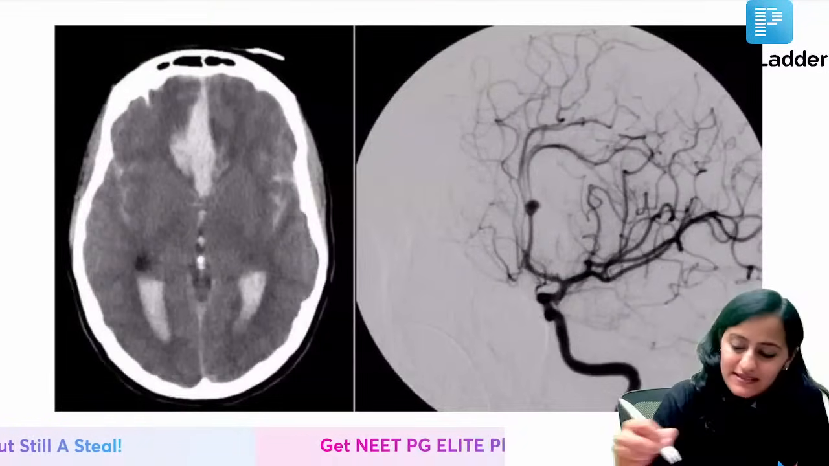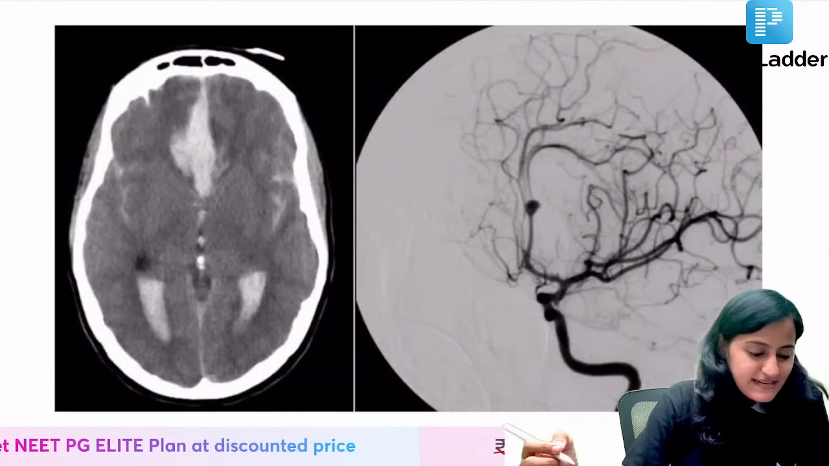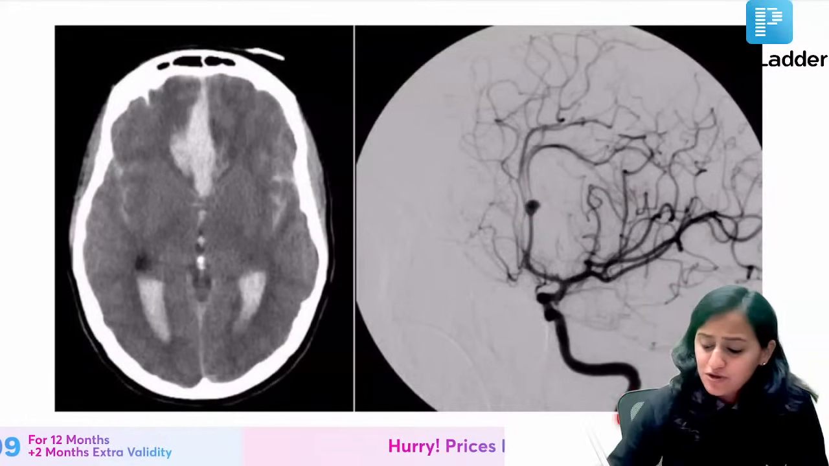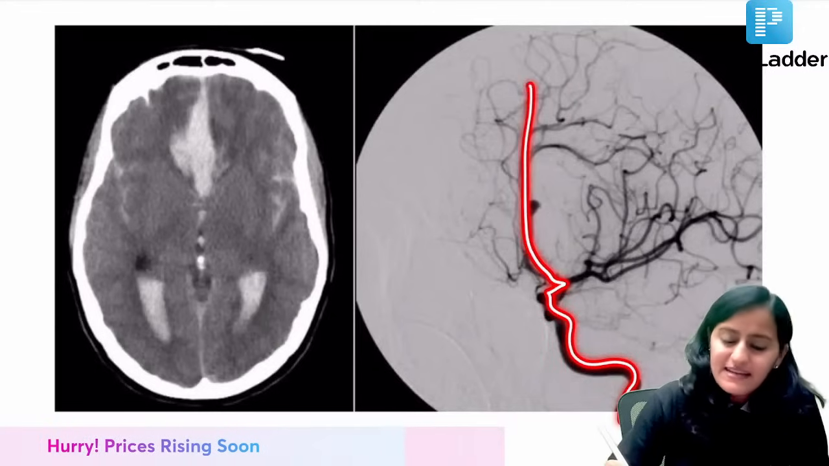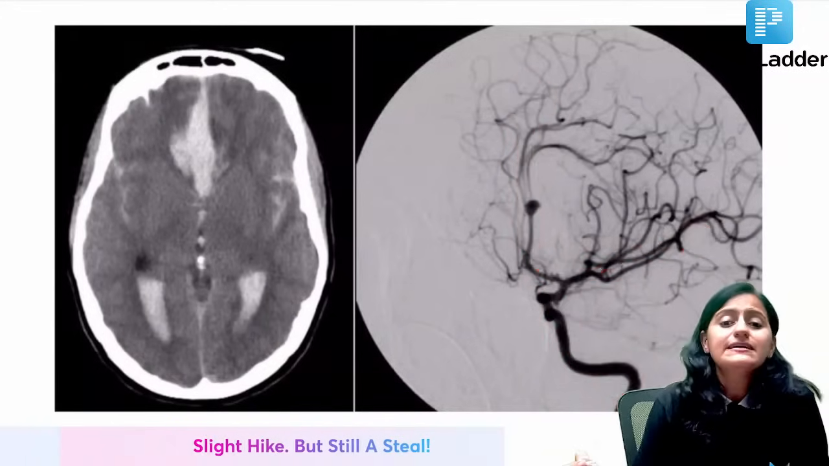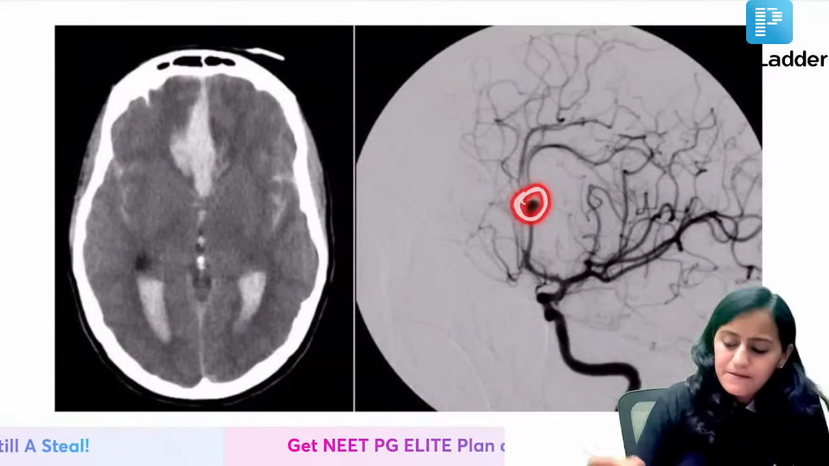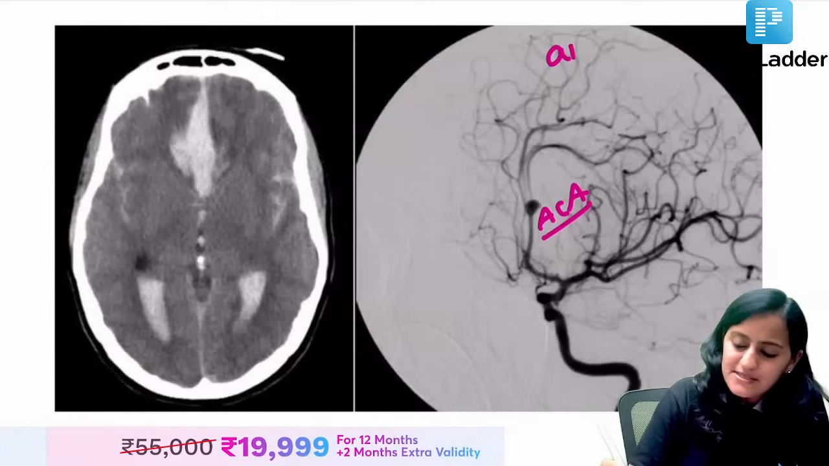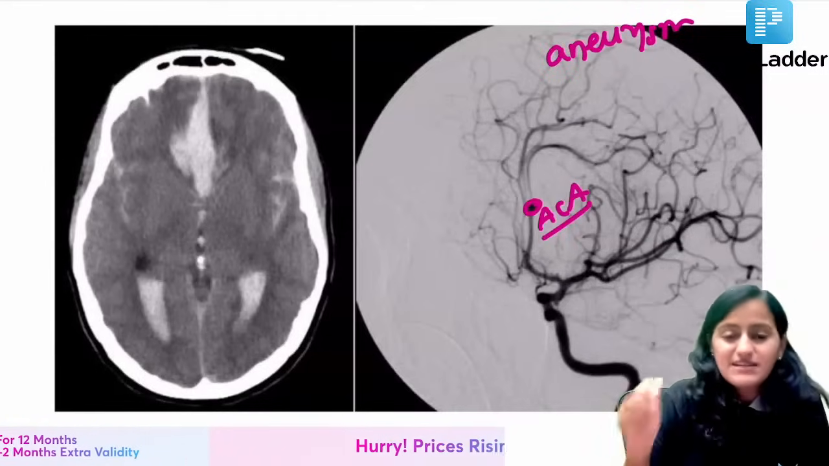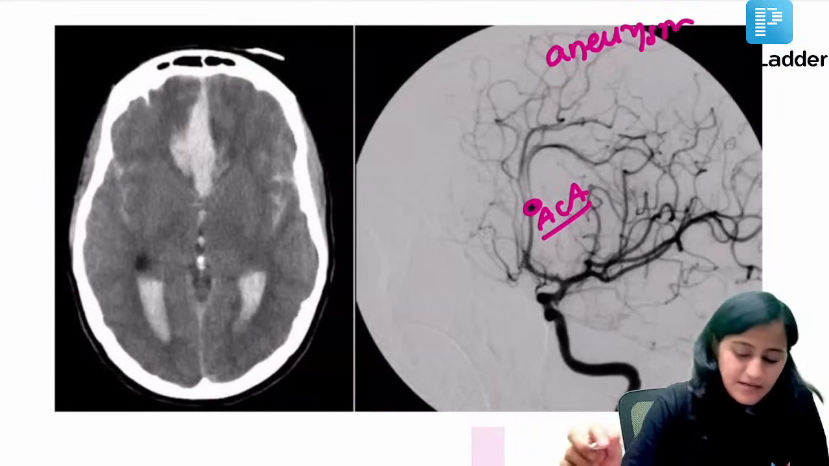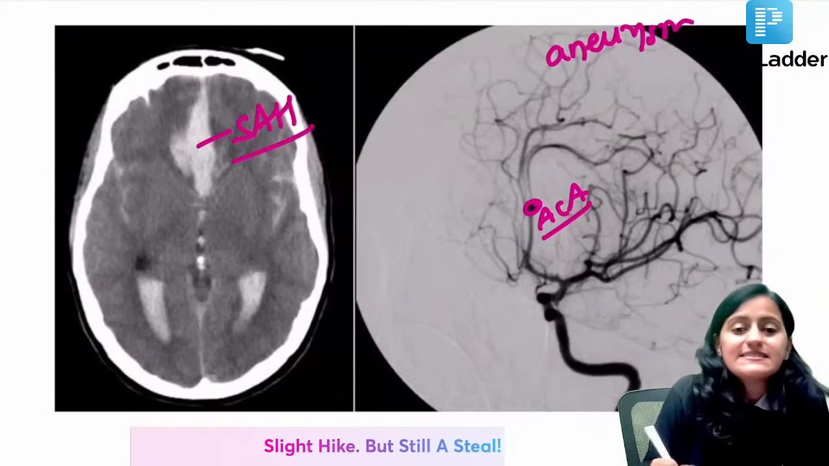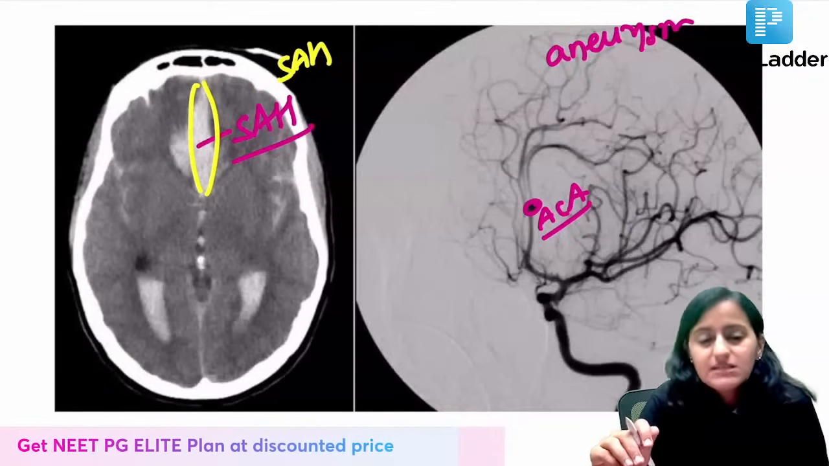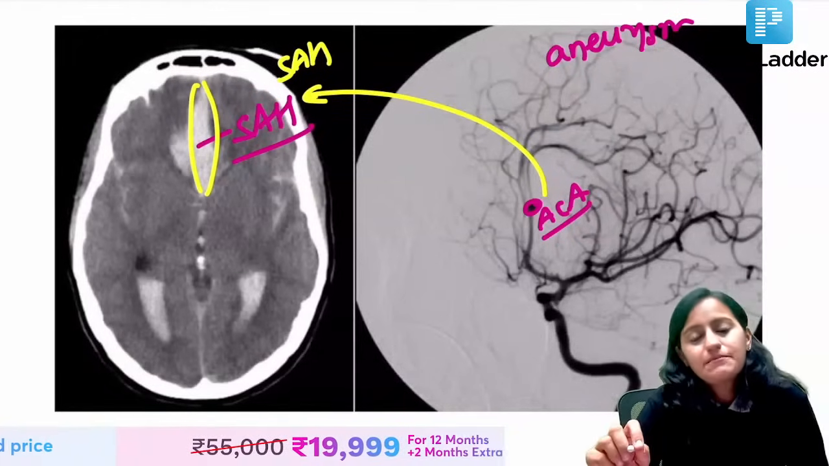Okay, next one. This is a DSA that you are seeing here. What is this one here? See, the tortuous vessel is the internal carotid artery dividing into the ACA in the middle and the MCA going laterally. Okay, so what is seen here? Here you can see an aneurysm in the ACA. A blob of contrast has gone into the aneurysm, ACA aneurysm, and because of that you can see this subarachnoid hemorrhage, right? The blood accumulating in the interhemispheric fissure. Because of the aneurysm, there is subarachnoid hemorrhage.